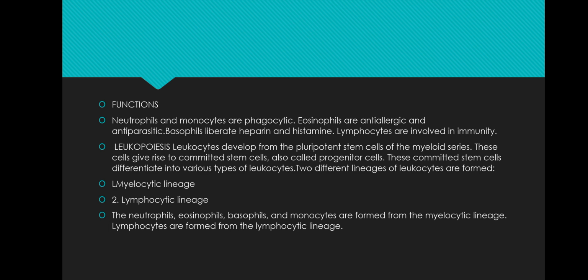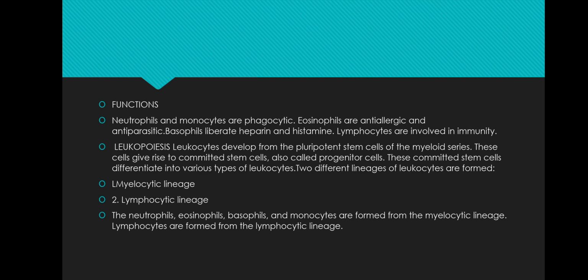Next, we will see leukopoiesis. Leukopoiesis is the development of leukocytes from the pluripotent stem cells of the myeloid series. These cells give rise to committed stem cells, also called progenitor cells. The committed stem cells then differentiate into various types of leukocytes.